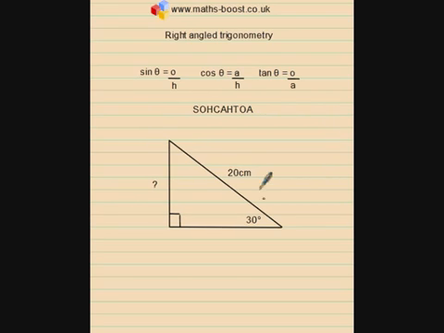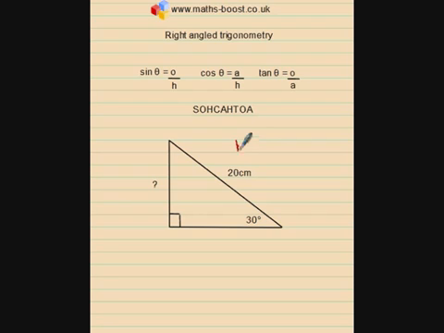I'm given a triangle here. It's a right angled triangle, so I know that this is going to work. You can only use this with right angled triangles. So the first thing I'm going to do is label the triangle. Now the first thing I'll label is the hypotenuse. This is the side that's opposite the right angle.